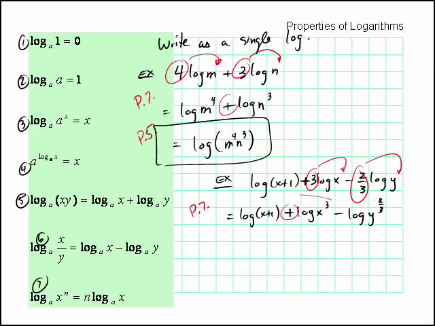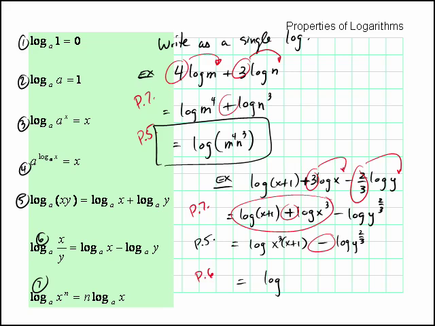Now the addition right here means that those two logs can be combined into one single logarithm. That's now the log of x cubed times x plus 1 minus the log of y to the 2/3. So that's using property number 5. Property number 6 says that this subtraction here can be turned into division. I can now write this as one single logarithm. This is x cubed, x plus 1, all over y to the 2/3 power. And there we have written it all as a single logarithm.